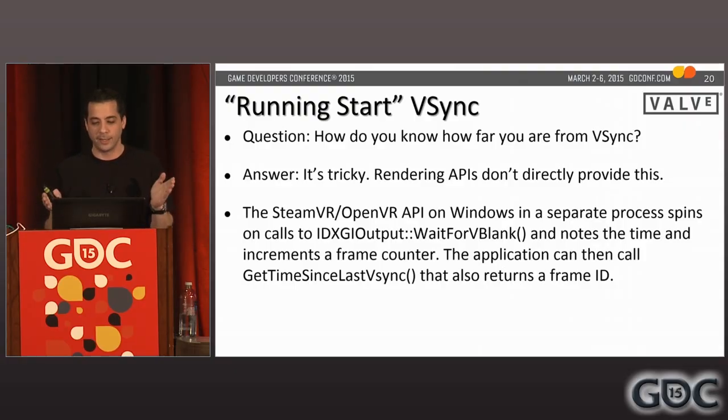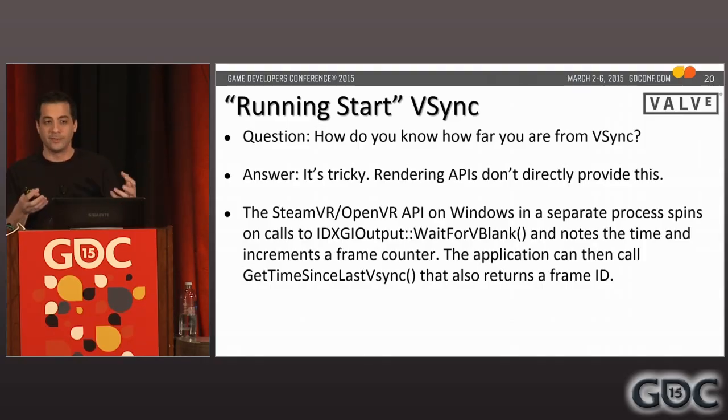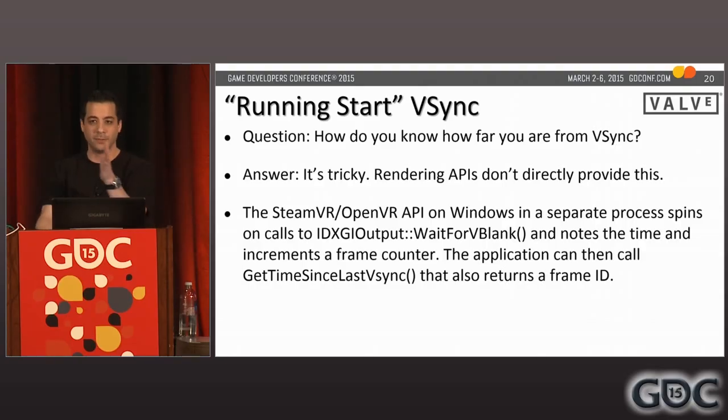And then we expose that data back to the app by calling get time since last VSync, which now gives us enough data on the PC and Windows to actually schedule our work relative to VSync and be able to predict accurately. We also have the ability for HMDs that support it. If the HMD can tell the driver when VSync actually hit with a timestamp, then we can give you even more accurate data. Instead of spinning on DXGI output wait for vBlank, we can get that data straight from the HMD. But either way, the API looks the same, super useful.